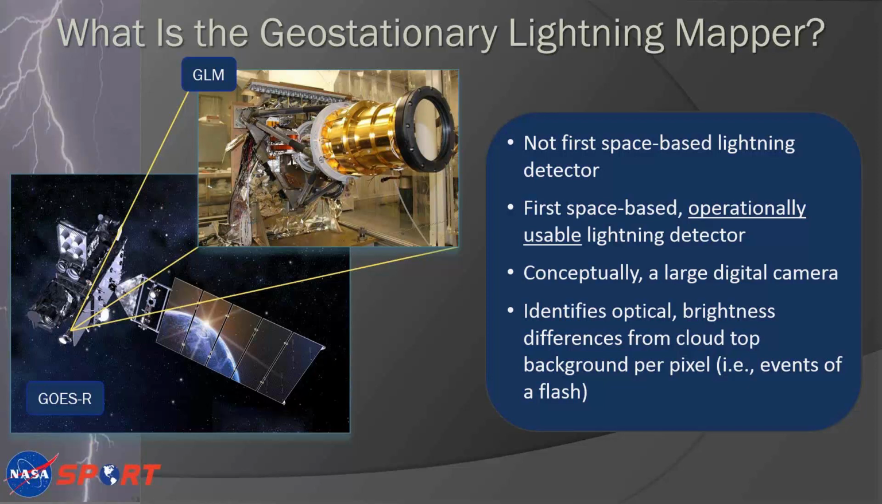Conceptually, the instrument is much like a large digital camera. Each little pixel on the GLM is looking at a particular part of the surface of the Earth. It's then trying to identify whether or not there is an optical brightness difference coming up from the cloud top compared to a background for each pixel. If you go back to the foundational course, that brightening pixel is the basic form of GLM observation called an event. We can then combine events into groups, equivalent to return strokes, and eventually combine those groups into flashes.